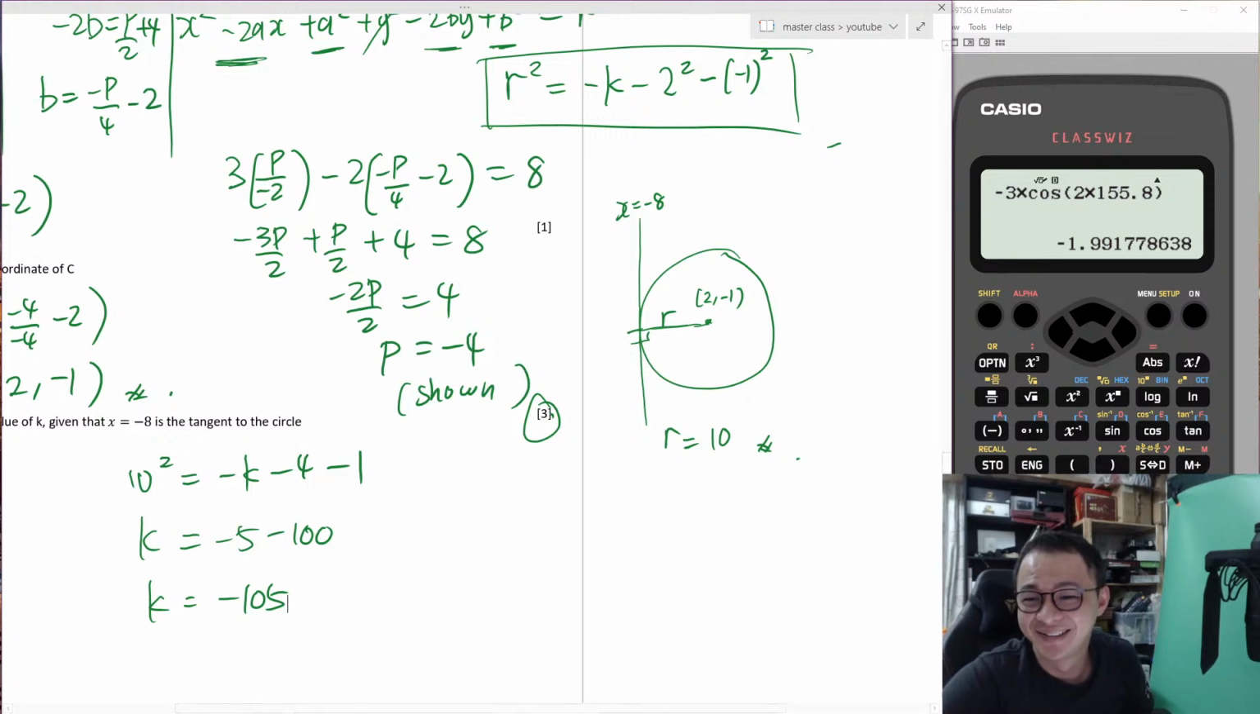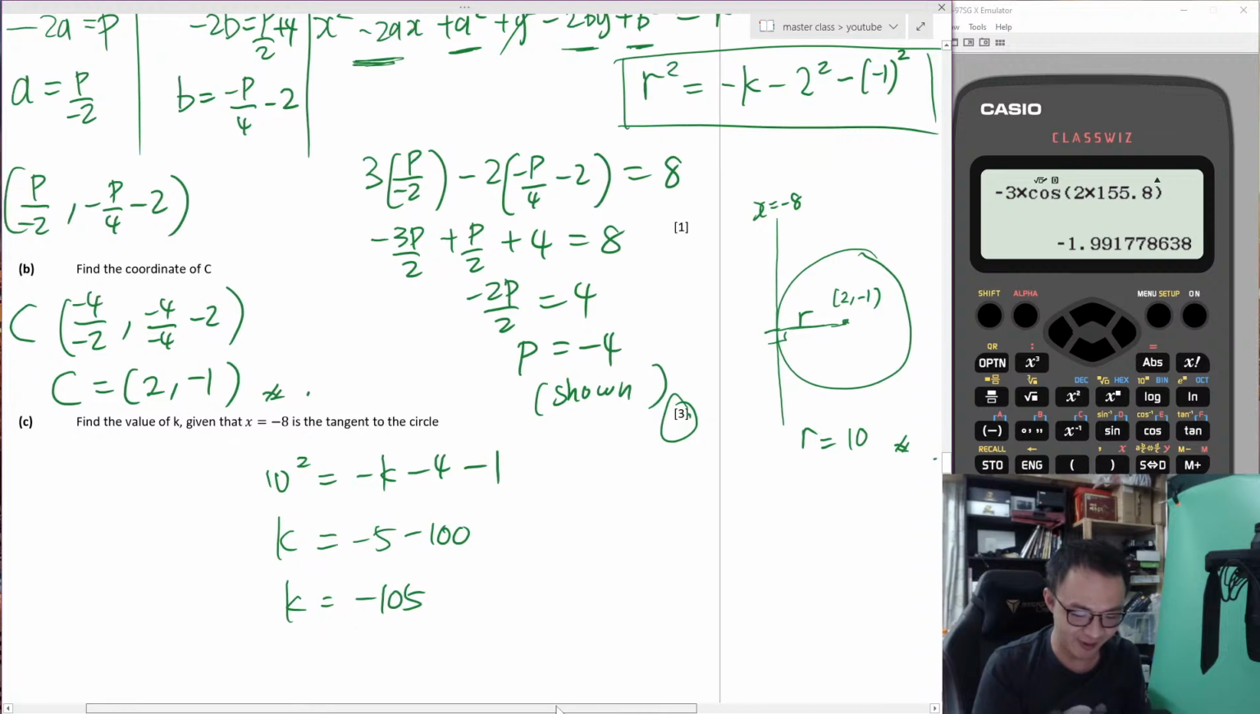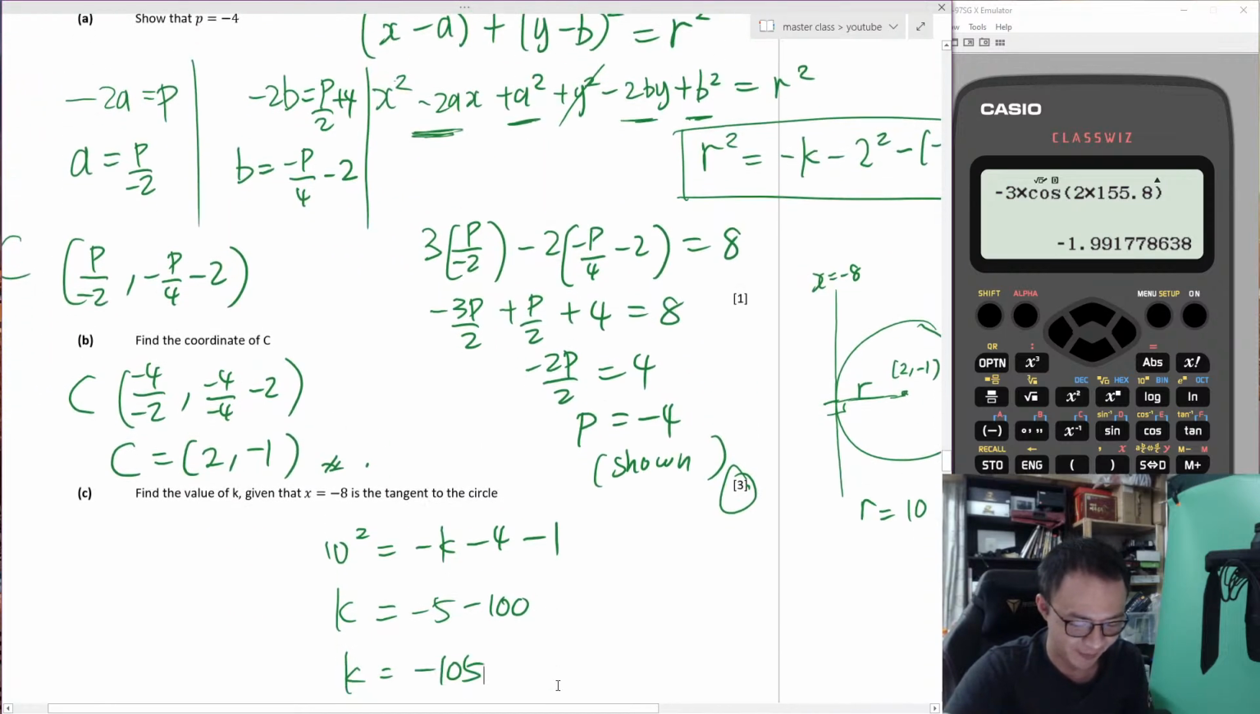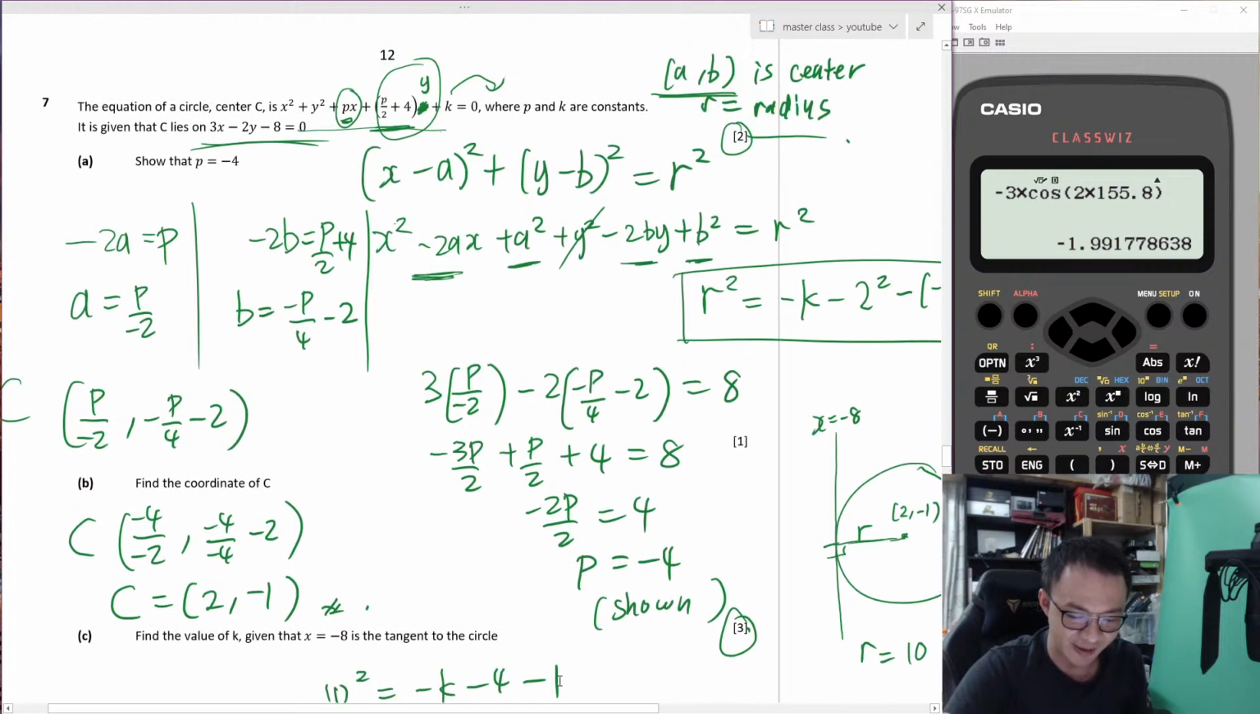Oh my god. It doesn't seem correct to me. Am I making any careless mistake here? Let me see. Because Alvin told me the answer is negative 95. I should plus 5, but here I minus 5, why?